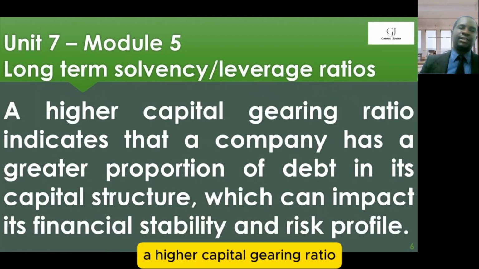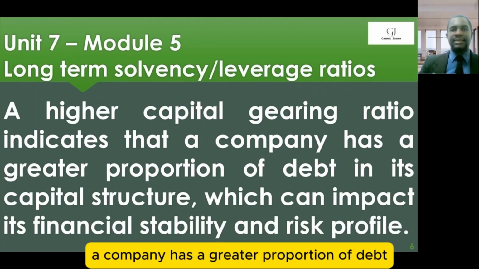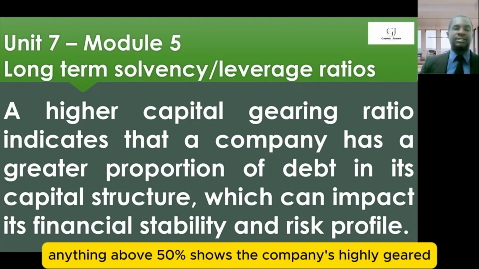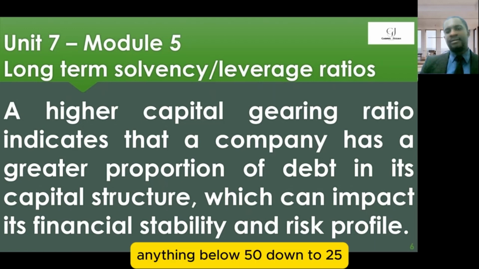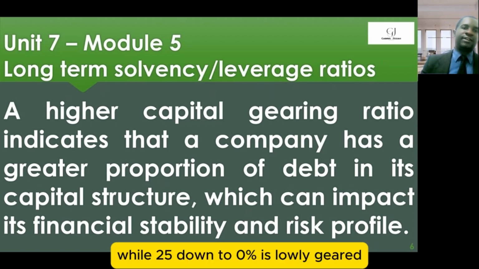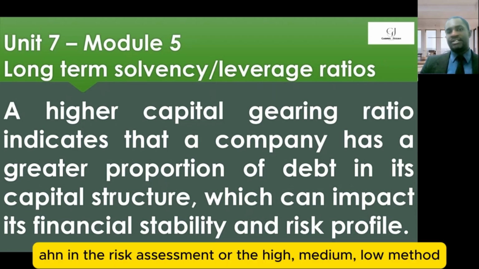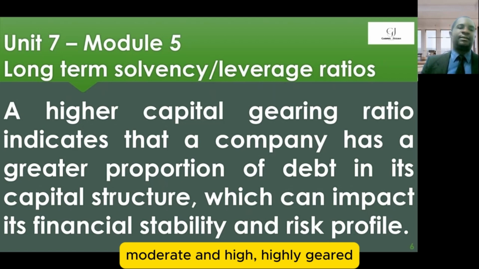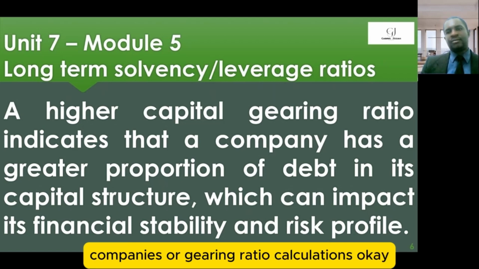A higher capital gearing ratio indicates that a company has a greater proportion of debt in its capital structure. So anything above 50% shows the company is highly geared. Anything below 50% down to 25% is moderately geared, while 25% down to 0% is lowly geared. In the risk assessment or the high, medium, low method, you can stratify gearing ratio calculations in that manner: low, moderate, and high.